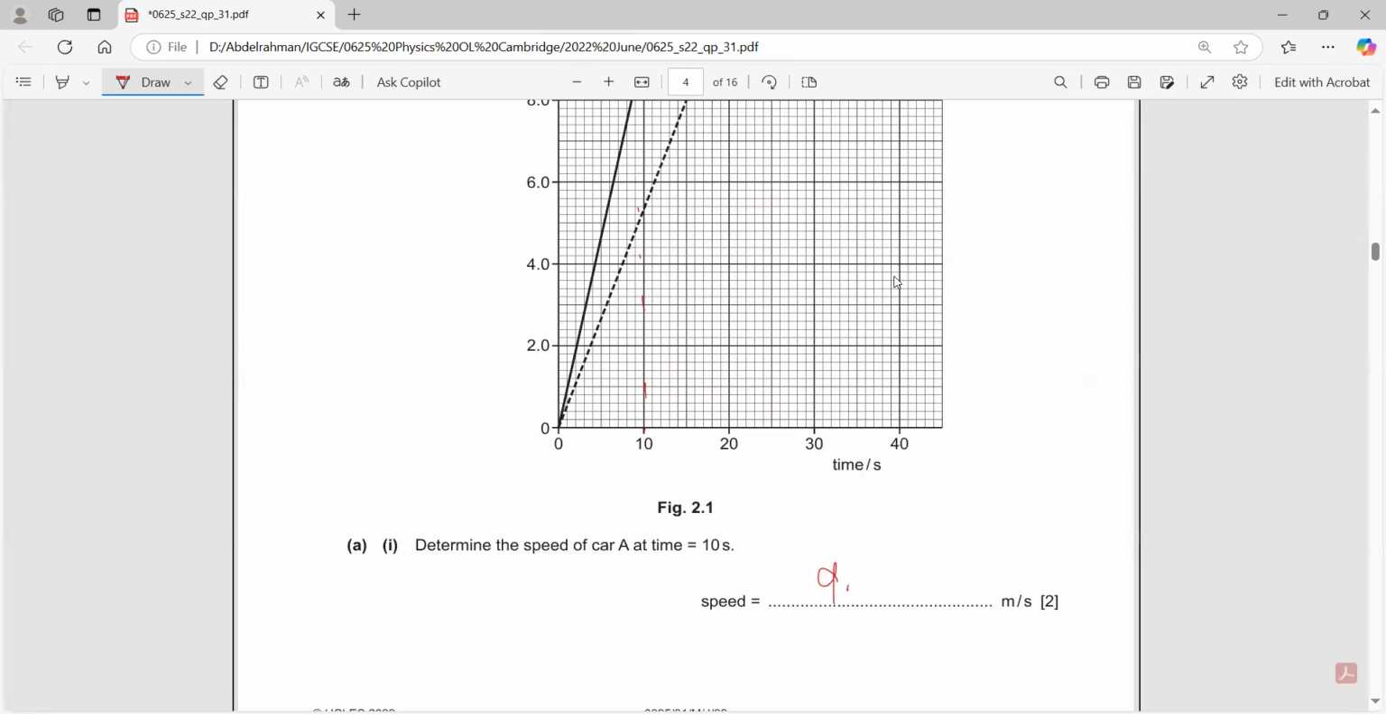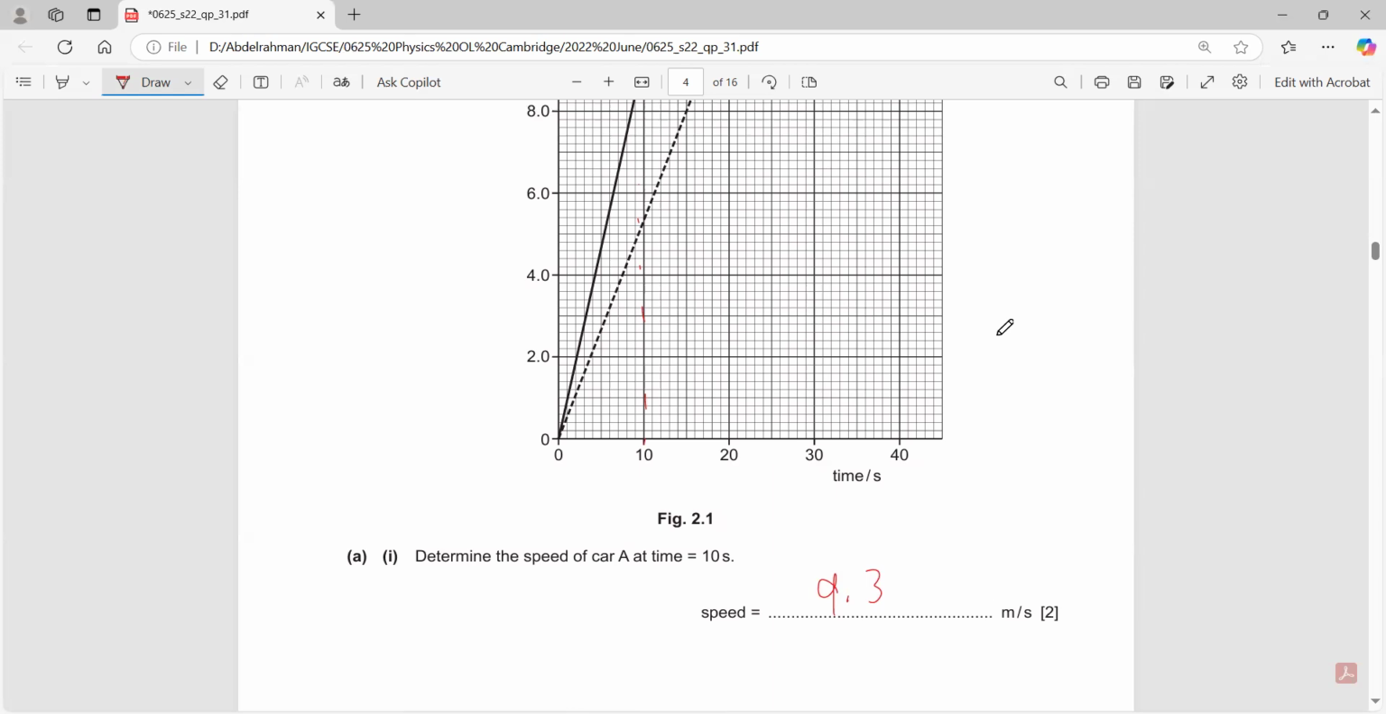9.2 would be wrong. There is no range for this question. This question is 9.3 exactly. You need to draw a very thin line. Make sure that the line is exactly reaching the line and it's exactly in the center of the square. You need to be very accurate while finding the reading.